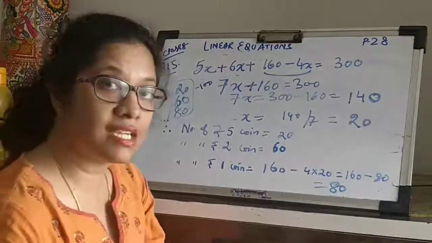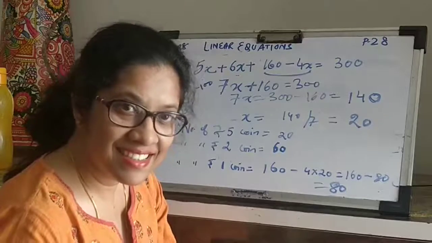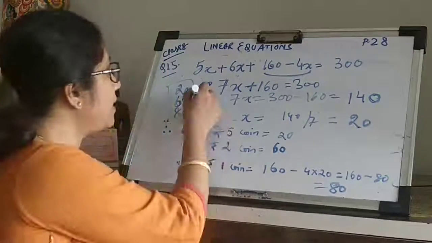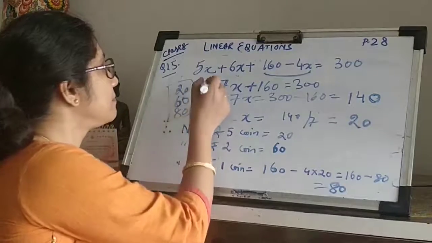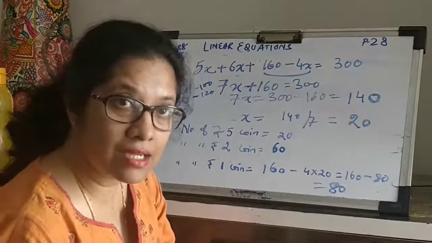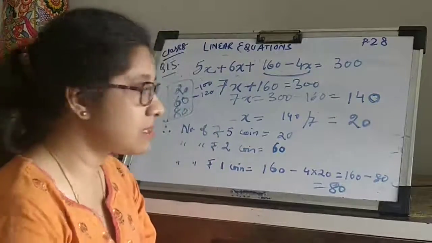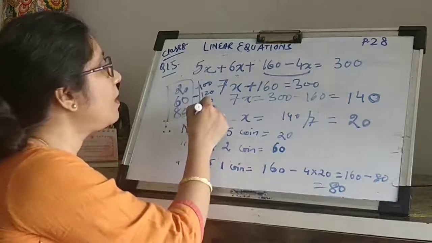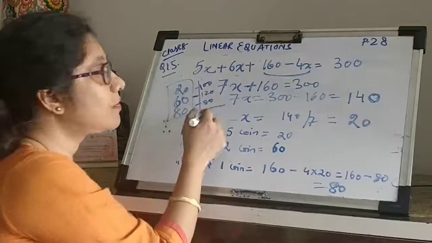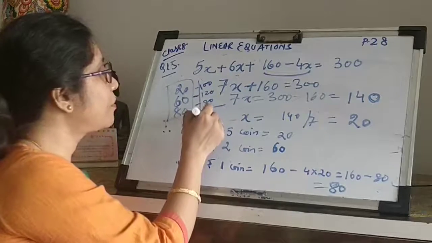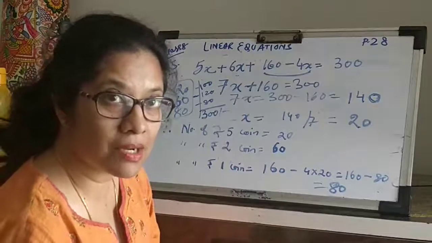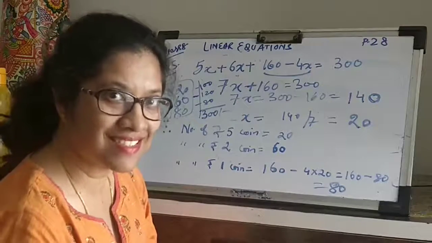What about 60 into 2 rupee coin? There are 60 2 rupee coins. So 60 into 2, 120 rupees. What about 80 into 1 rupee coin? 80 rupees. So, if you add all these values, what do you get? 300 rupees, which is what was given to you. The total amount is 300 rupees.